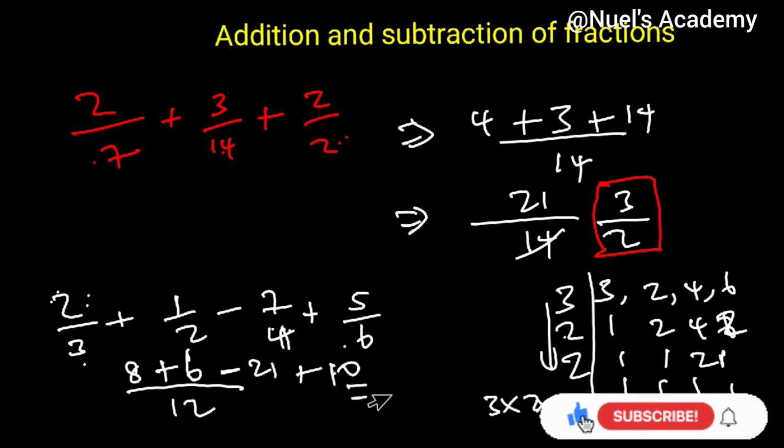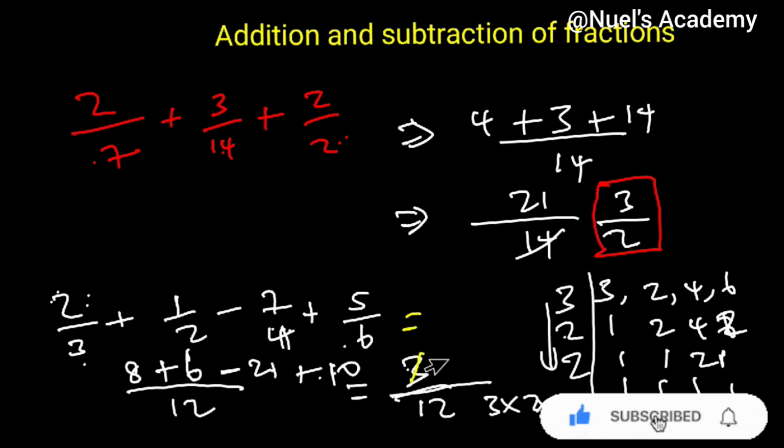So this is equal to, we have 12 here. So 8 plus 6 is 14. 14 minus 21 is minus 7. Then minus 7 plus 10 is equal to 3. So in its simplest form, this 3 over 12 is equal to, 3 into itself is 1, 3 into 12 is 4. So this is equal to 1 over 4.